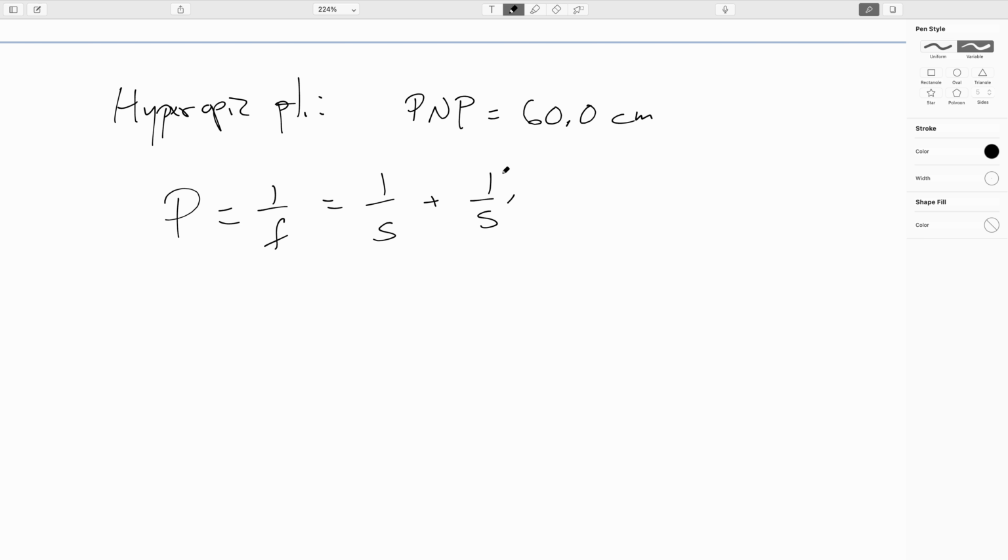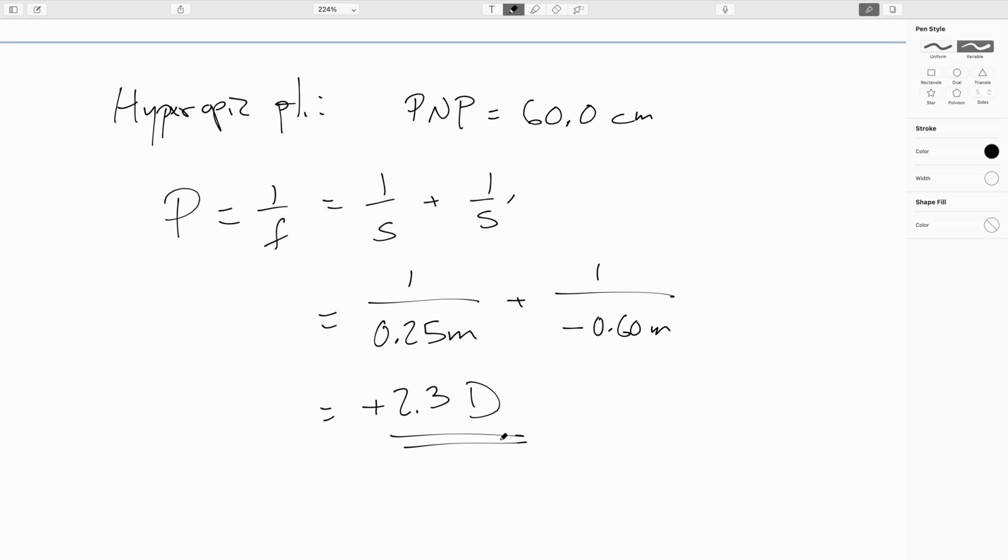So keep in mind here what this means for our prescription. This means that at an object distance of 25 centimeters, so 0.25 meters, we need a virtual image, so negative, located at the patient's near point, negative 0.6 meters. So crunch this through, this works out to be plus 2.3 diopters. So that will be the first number you see after the OD or the OS in a patient's prescription.